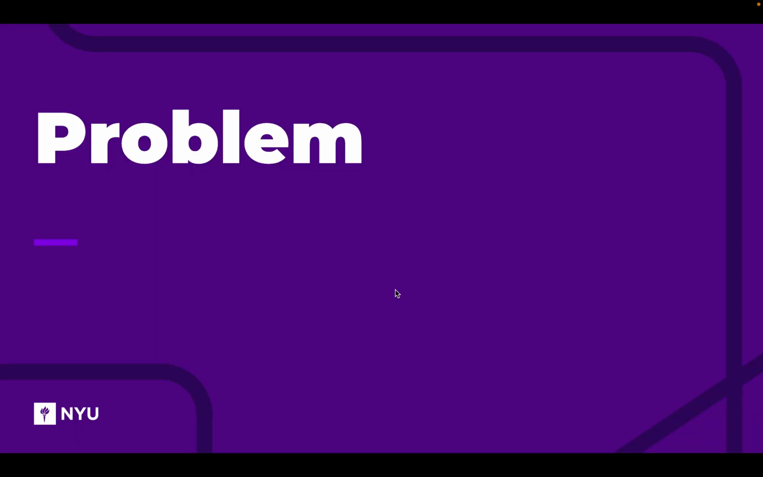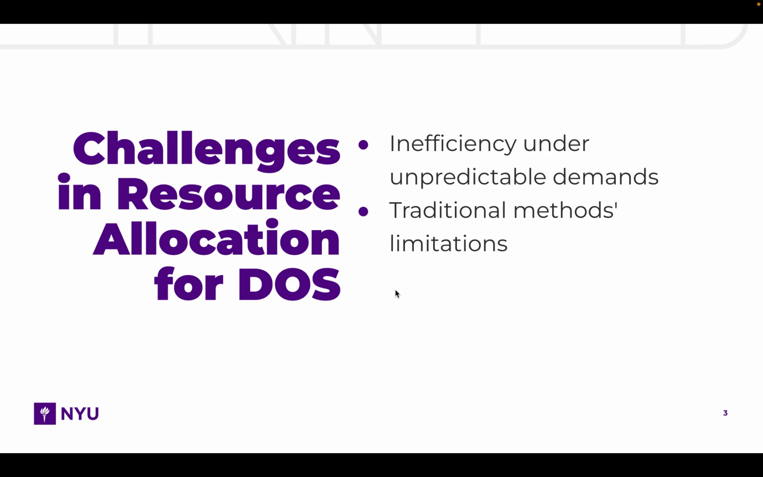So let's move on to the problem. The core problem is basically that in distributed operating systems, managing resources efficiently under unpredictable and variable user demands is a significant challenge. The traditional allocation methods often fail to adapt quickly, leading to degraded system performance.